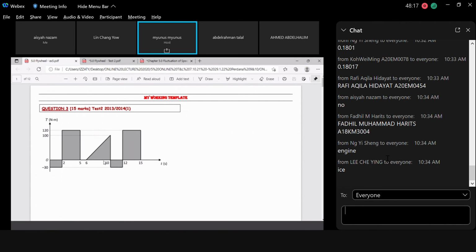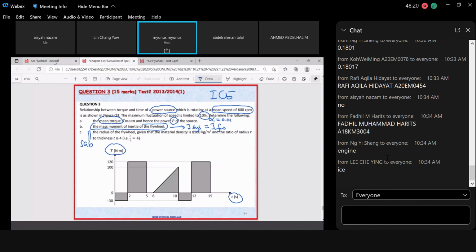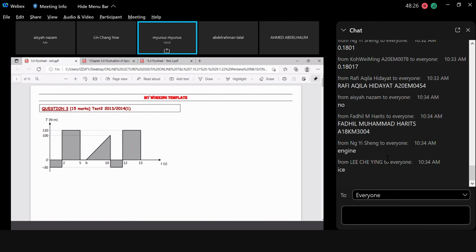Okay, now I'm going to do this one. First I'm going to look for T mean. To find T mean, remember, we use energy conservation, from the equation T theta input is equal to T theta output, which we do not know yet. The input comes from the graph. The output is constant.